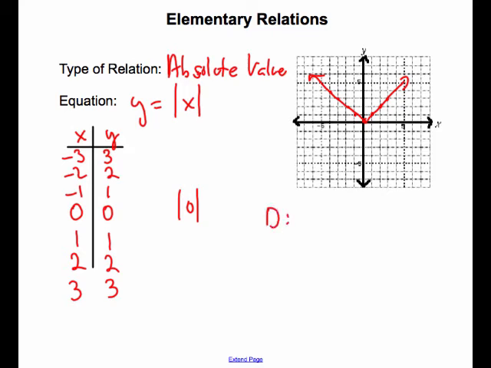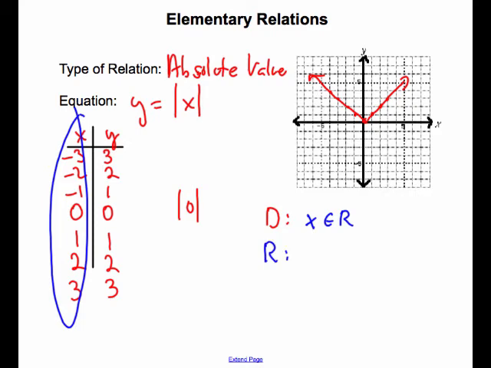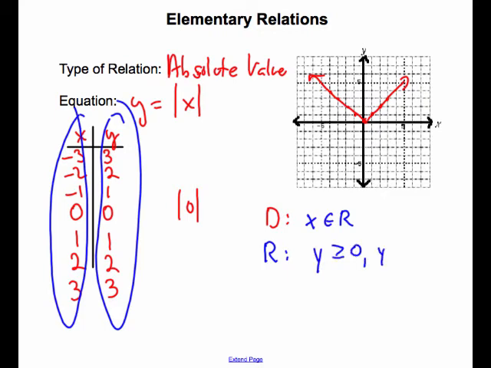So domain, what could go in? Any value of x could go in, but what comes out? Range. Positive values come out, the lowest of which is 0. So y is 0 or bigger. And does each input produce one output? Yes. Therefore it's a function.